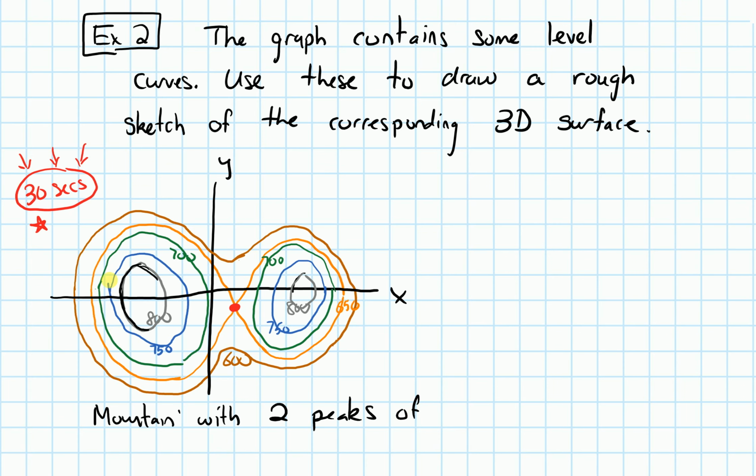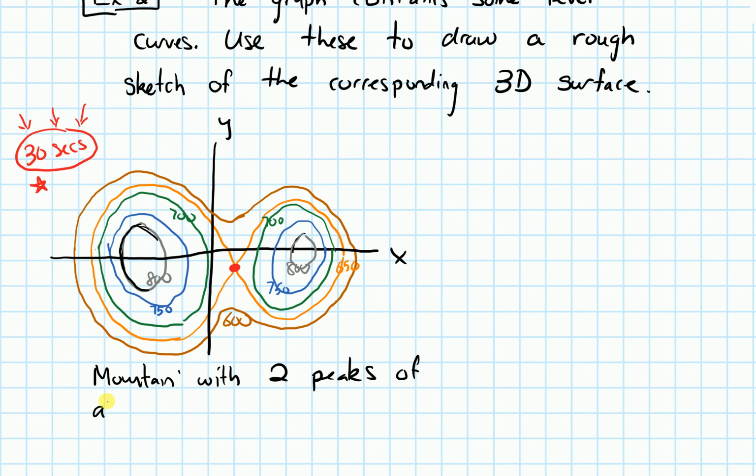And the two peaks have about the same height, because I see that the height of those inner circles is 800, at least around the curved part of it. Inside that curved part, it might get a little bit higher. But the two peaks have about the same height, and moreover, the peaks are both on the x-axis.